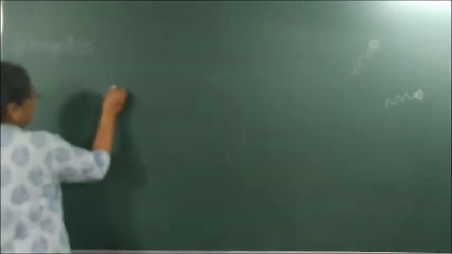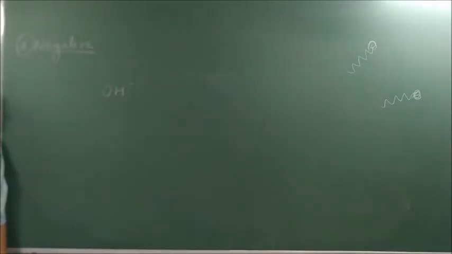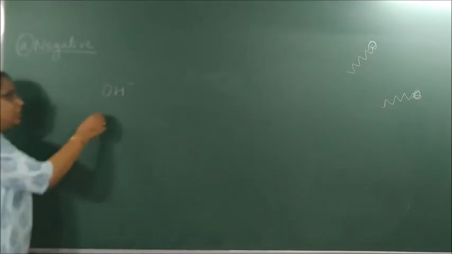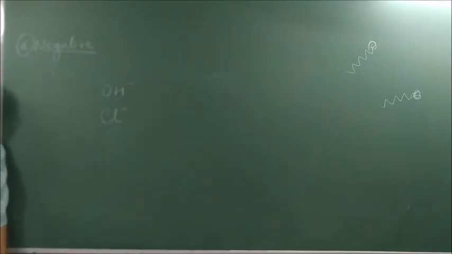Like OH minus, what is it? Hydroxide. This will become what? Hydroxo. Clear? What is Cl minus? Chloride. This becomes chlorido. What is Br minus? Bromido. What is I minus? Iodido, or some people write it as iodo. But according to the 1994 convention of IUPAC, it should be written as what? Iodido.